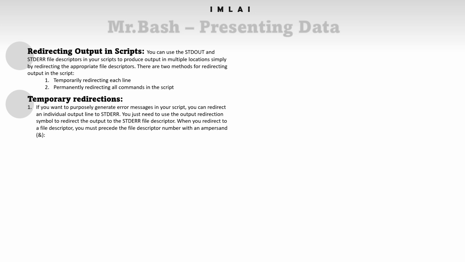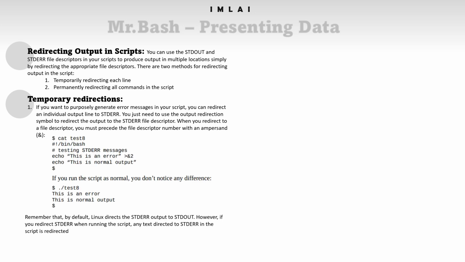So if you want to purposefully generate error messages in your script, you can redirect an individual output line to stderr. You just need to use the output redirection symbol to redirect the output to the stderr file descriptor. When you redirect to a file descriptor, you must precede the file descriptor number with an ampersand. So here you can take this example.